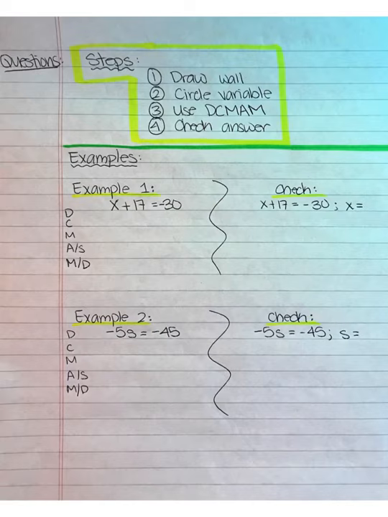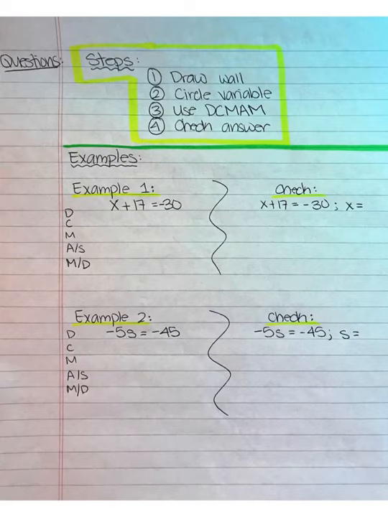You're almost done. Two equations, and then your work for the day is finished. All right, let's go ahead and start solving. Example number one, we have this equation, x plus 17 is equal to negative 30.